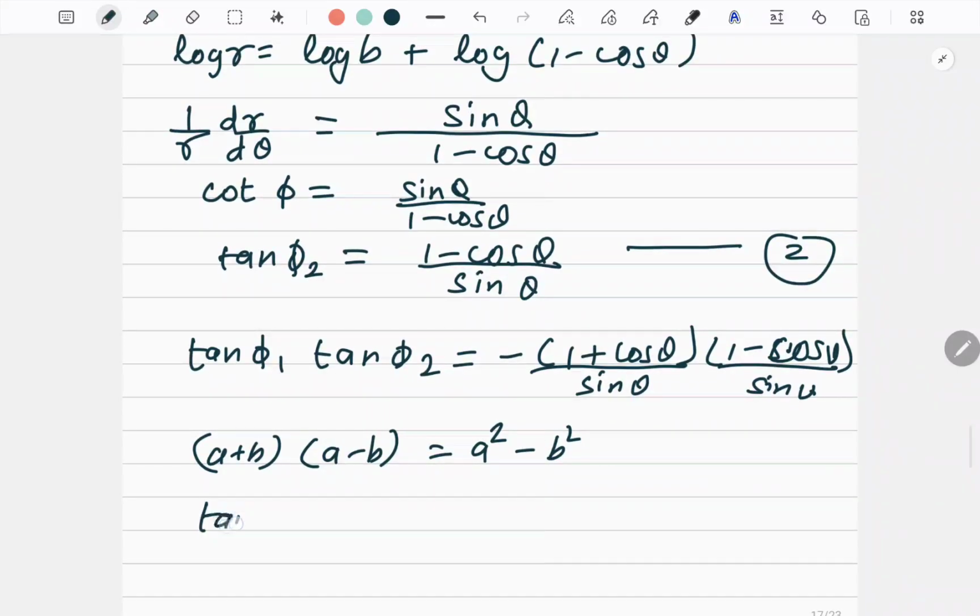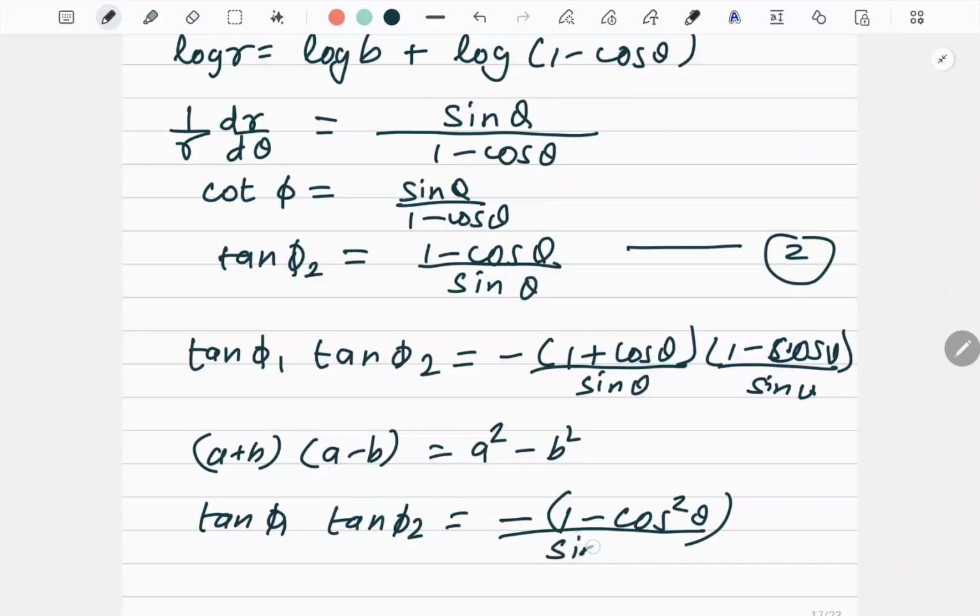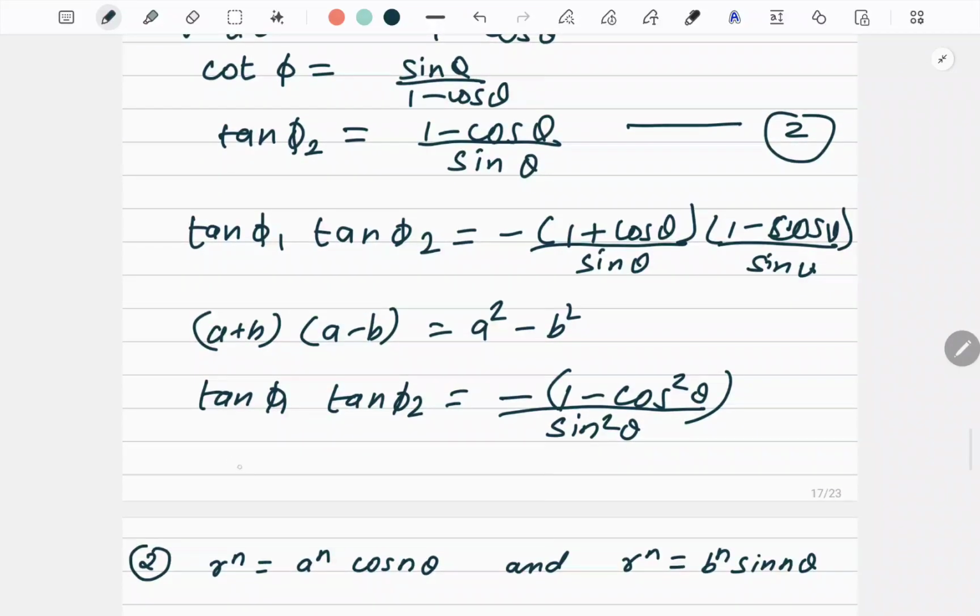Apply it. So tan phi 1 into tan phi 2 is equal to minus 1 minus cos square theta upon sin square theta. Sin theta into sin theta. Now, what is 1 minus cos square theta? Sin square theta. So minus sin square theta upon sin square theta, which is equal to minus 1, because we all know sin square theta plus cos square theta is 1. So 1 minus cos square theta is sin square theta. So I got minus 1, which means both the curves are orthogonal.